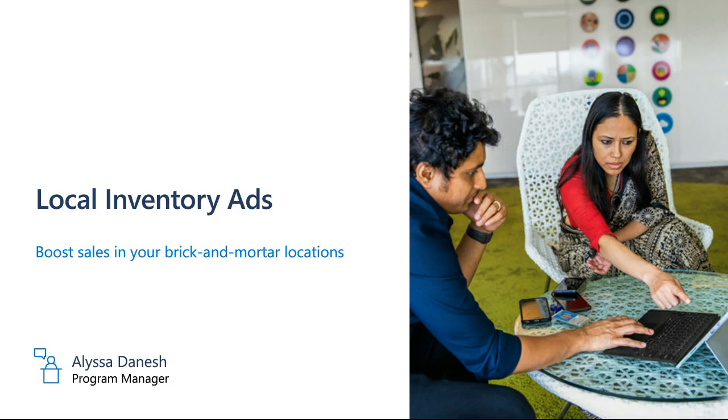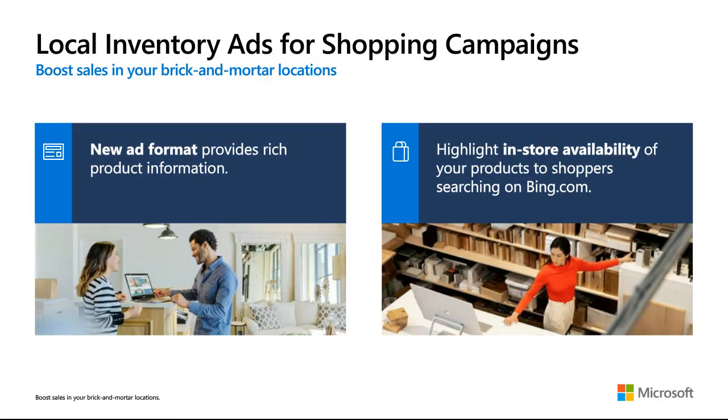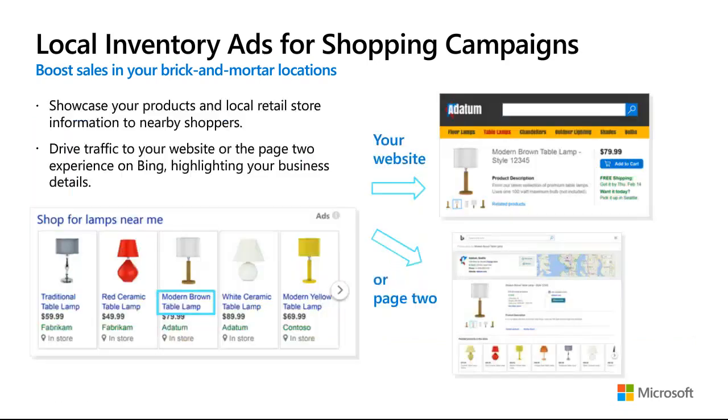Local inventory ads are an advertising format for your Microsoft shopping campaigns. It allows you to highlight in-store availability of your products to shoppers searching on Bing.com. This feature is currently available in the US, and we are in pilot in the UK. With local inventory ads, advertisers have the option to drive traffic to their website for either an online transaction or an in-store pickup or delivery.